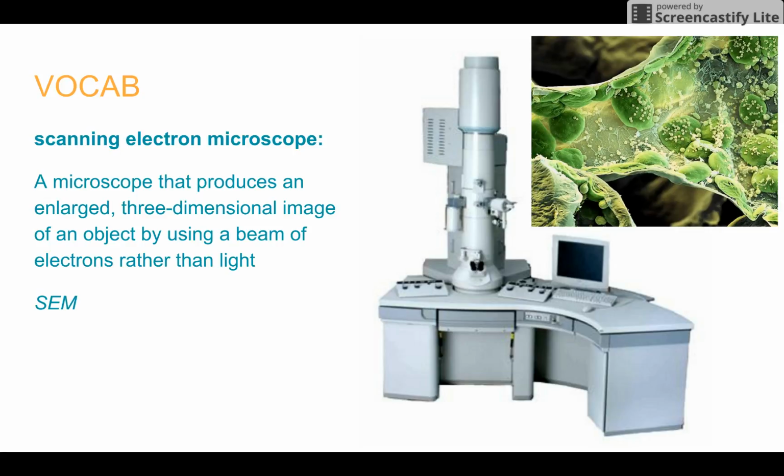Okay, so we looked at light microscopes. Now quickly we're going to look at scanning electron microscopes. These are very similar to light microscopes, except they are a lot larger, a lot more expensive, a lot more technologically advanced, and instead of using light, they use electrons. This is an example of the type of image you will see with a scanning electron microscope. You can see that there's a lot of very fine detail. And again, this is a plant cell, and these are the chloroplasts.